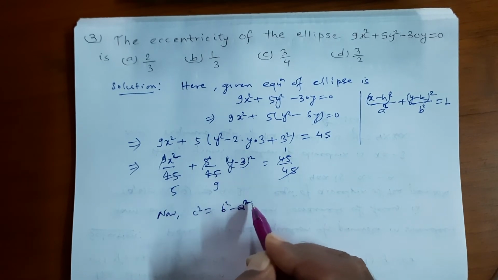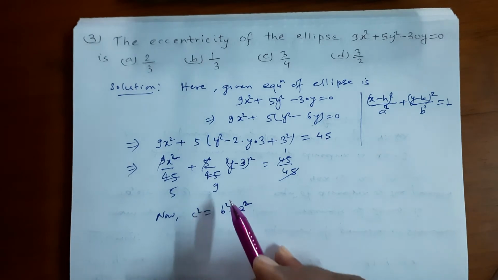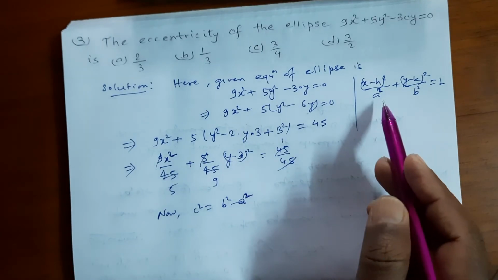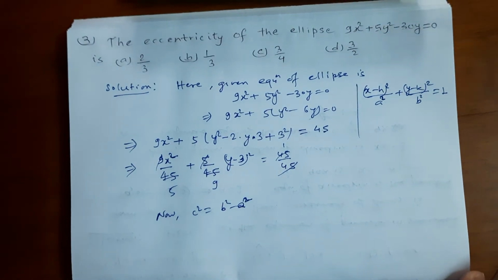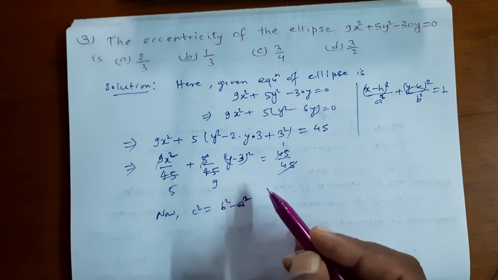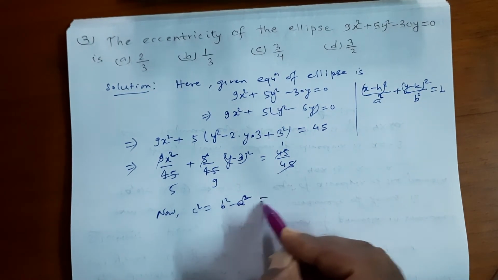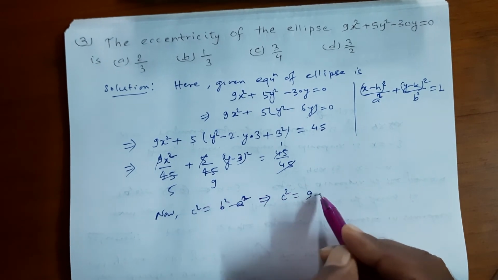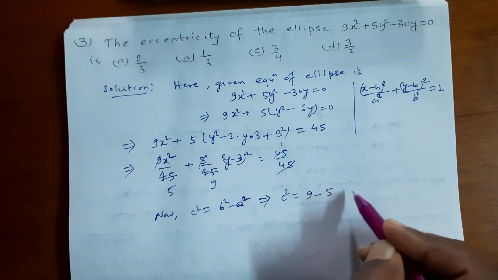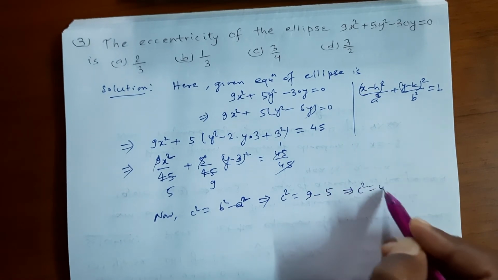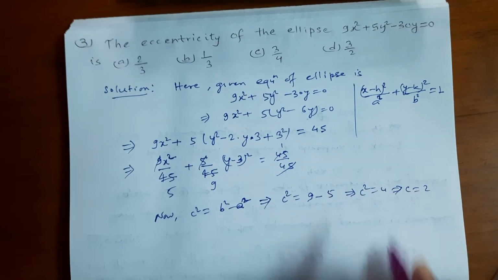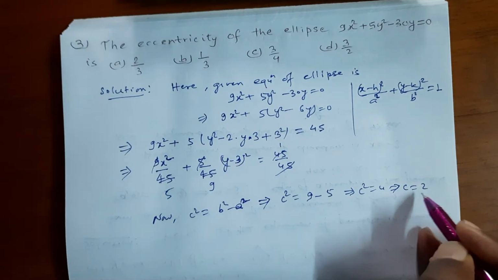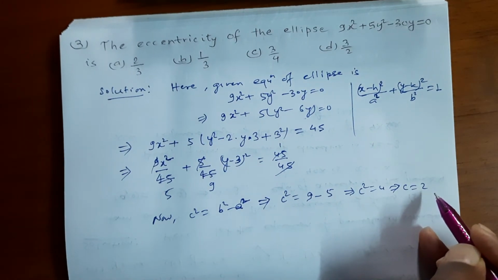To find out c square, it's quite easy. If b square bigger, then c square formula is b square minus a square. If a square bigger, then the formula of c square will be a square minus b square. This implies c square equals to b square, 9, minus a square, 5. This implies c square equals to 4. This implies c equals to 2. Okay, c is only the length, so I have not written plus and minus both here.